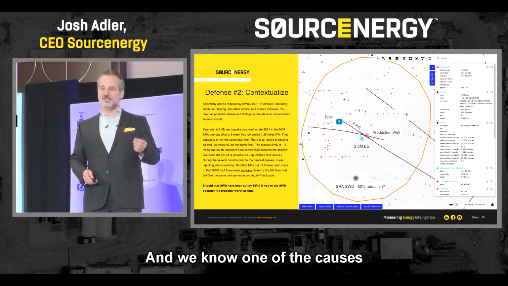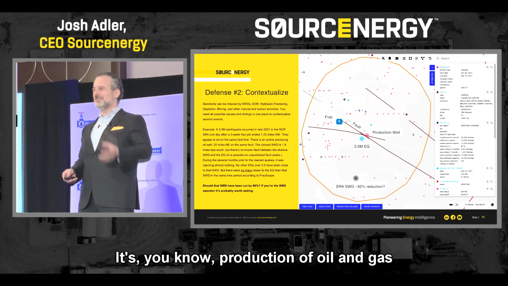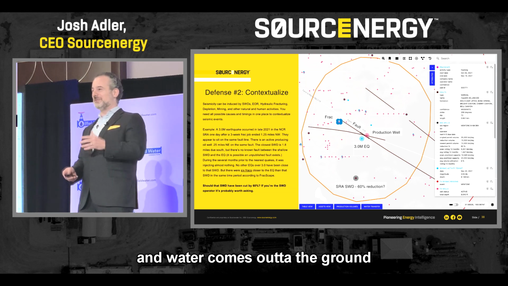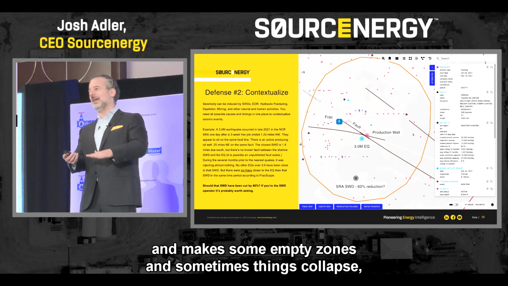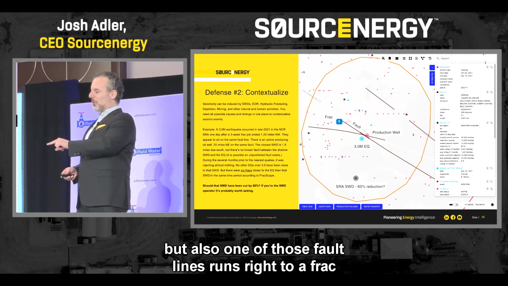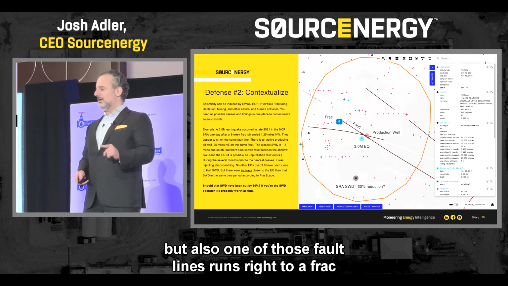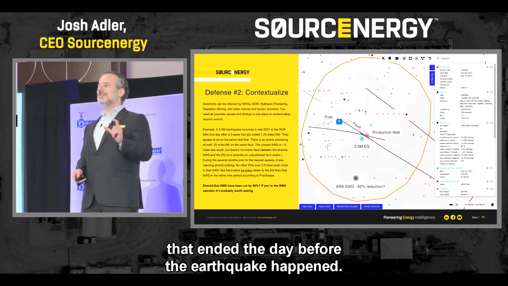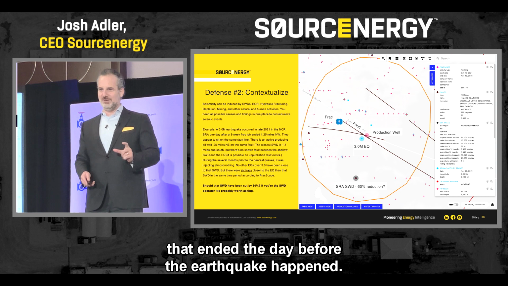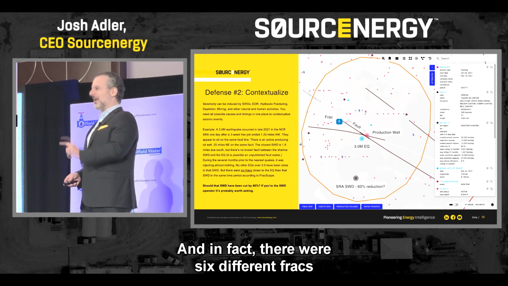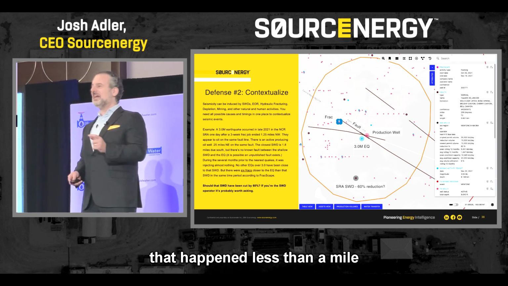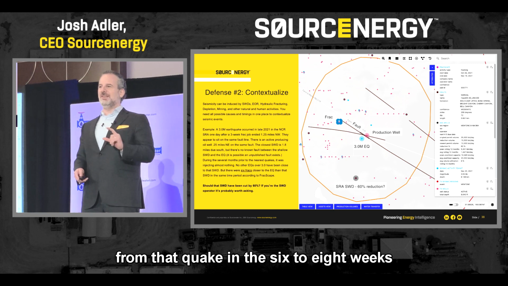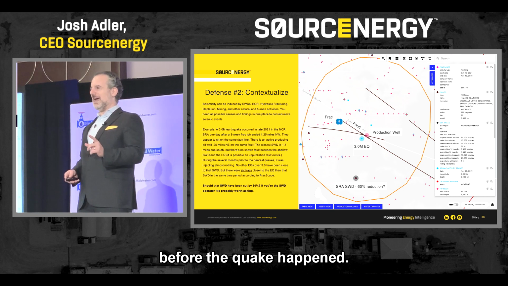And we know one of the causes of earthquakes is depletion. Right? It's production of oil and gas and water comes out of the ground and makes some empty zones, and sometimes things collapse. But also, one of those fault lines runs right to a frac that was happening during the 2 weeks that ended the day before the earthquake happened. And in fact, there were 6 different fracs that happened less than a mile from that quake in the 6 to 8 weeks before the quake happened.